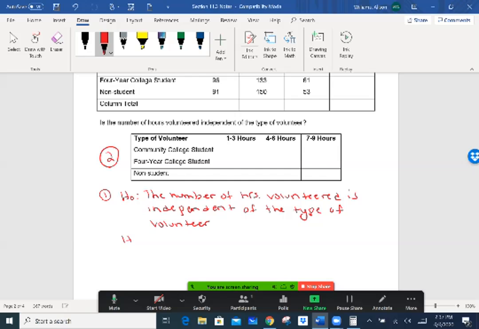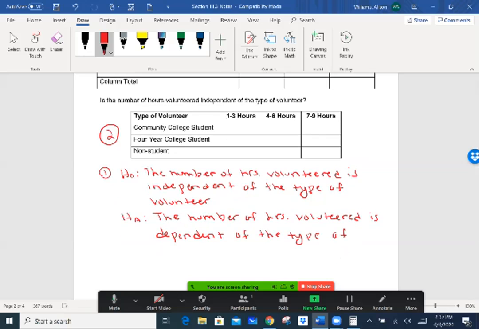And the alternative would be that they're dependent. So the exact same statement, but dependent. And I'm abbreviating hours. The number of hours volunteered is dependent on the type of volunteer. All right, great. There's my null and alternative hypothesis.